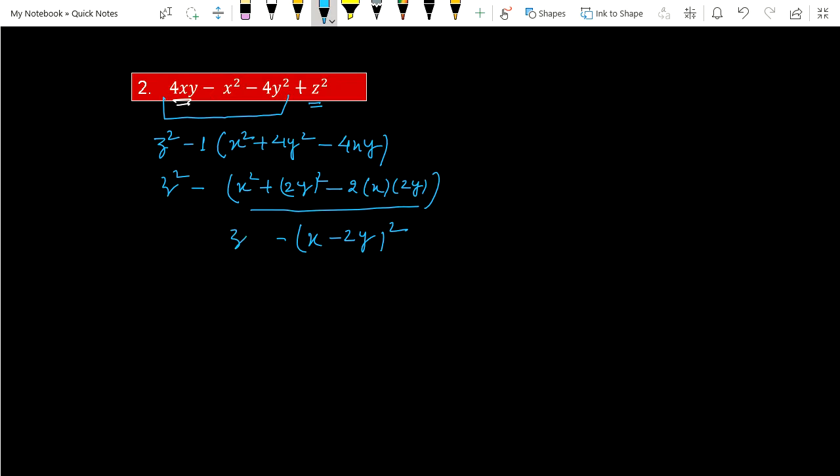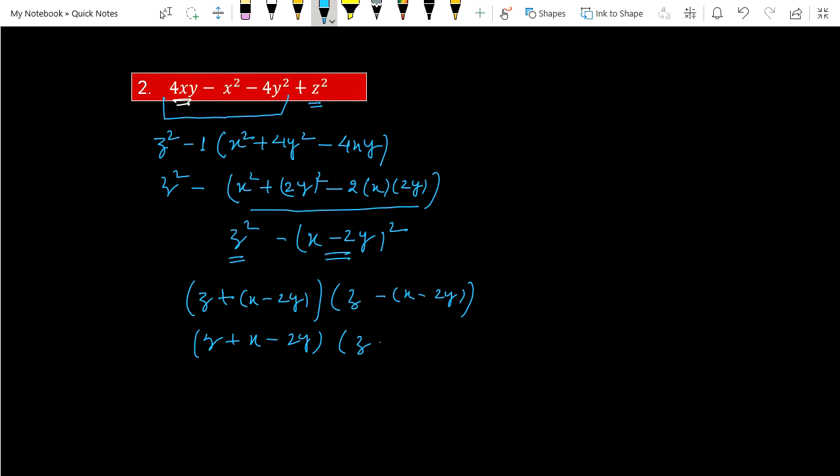Z square remains as it is, so we can apply the difference of squares identity again. So now z plus x minus 2y is the first factor, and z minus x minus 2y is the second factor. So we can write here z plus x minus 2y finally, and z minus x plus 2y is the final second factor.